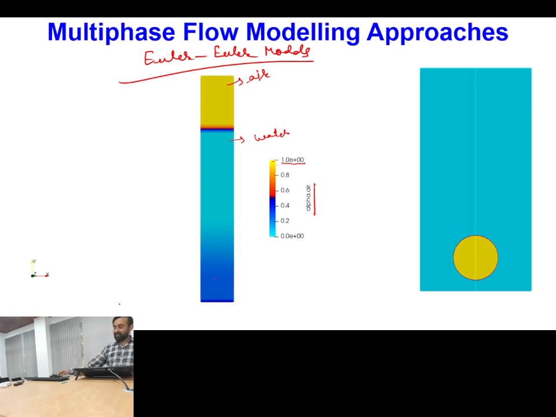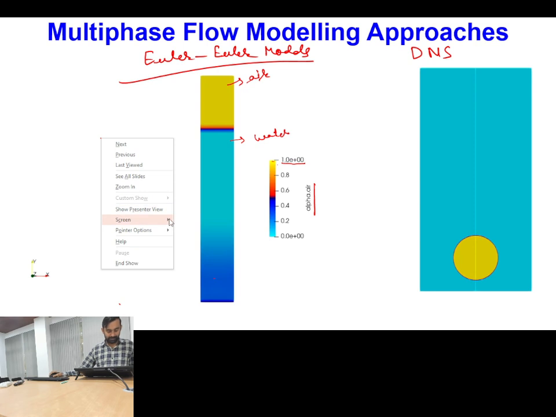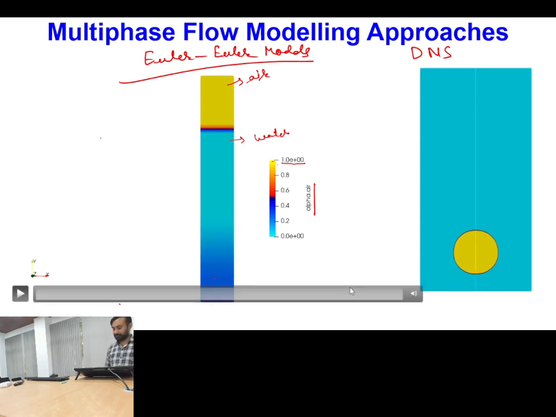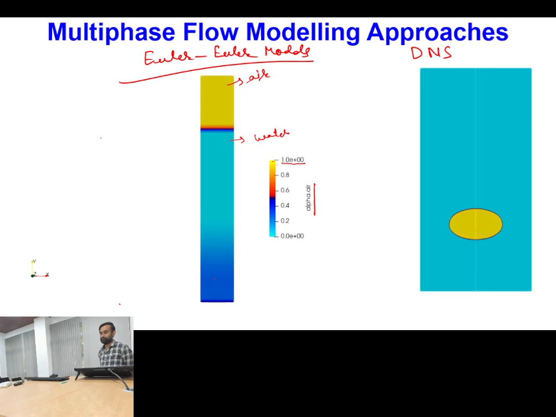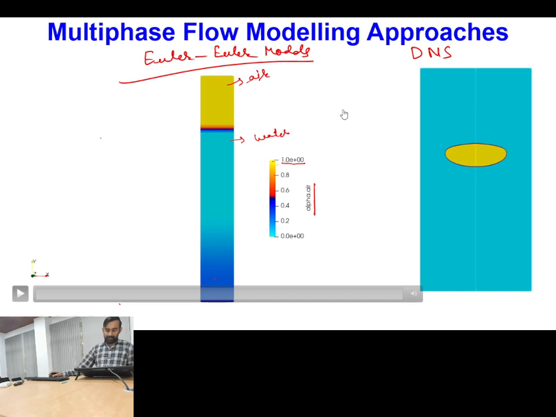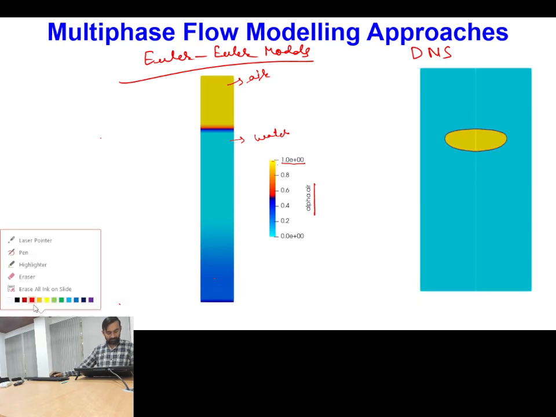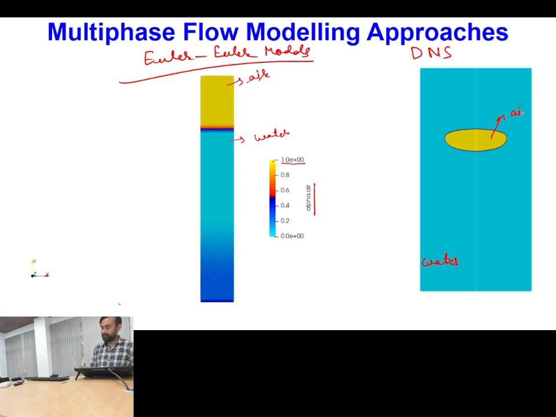Okay, then comes the DNS approach. So in case of the DNS approach, what will be happening? For DNS there are multiple methods, and one by one we will see them in the subsequent discussion. In terms of the DNS approach, here you see, this blue colored thing is water and the yellow colored thing is air. So this is an air bubble which is rising in water.